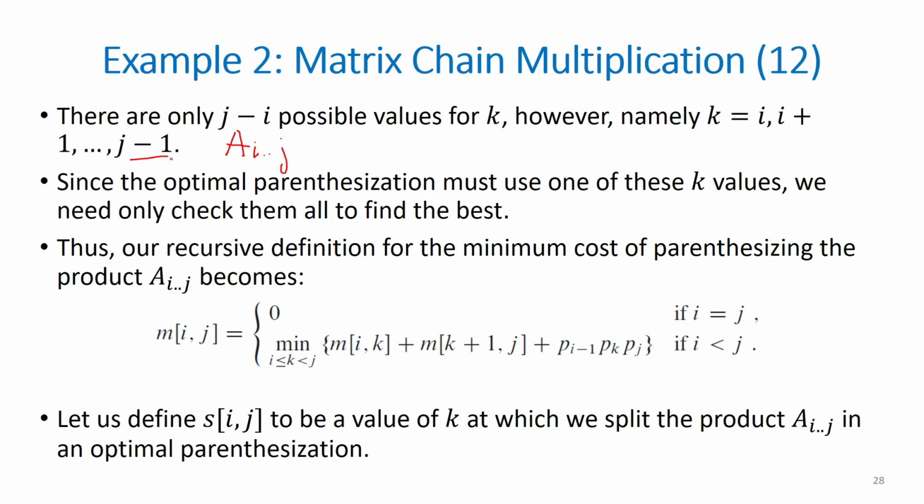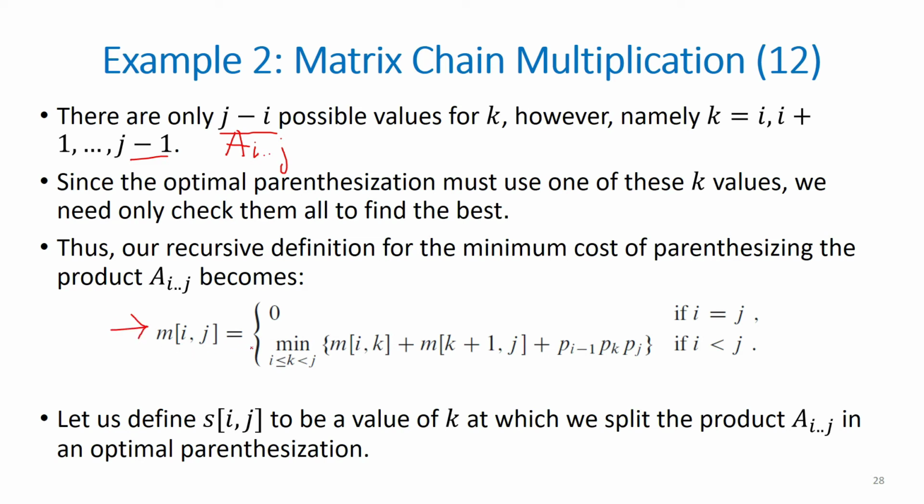Therefore, there are j minus 1 minus i plus 1, which is equal to j minus i possible values for k. Now that we know the range, let's update the recursive equation on the previous slide as follows. That is, m of i,j can be calculated as shown here.